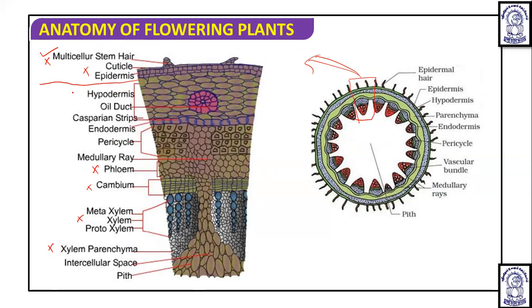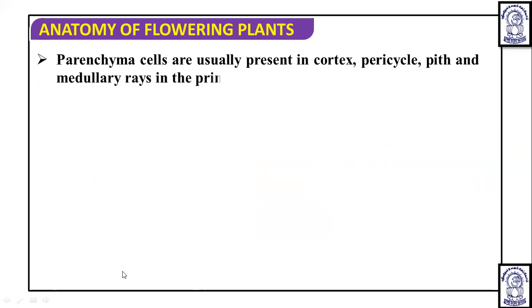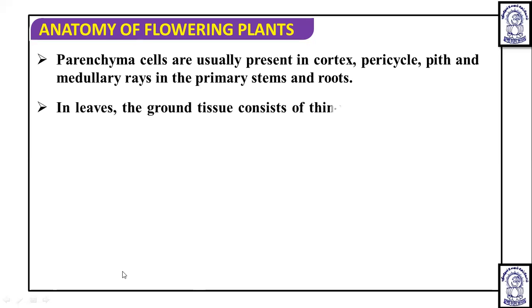So the ground tissue system mainly comprises the hypodermis. Then you will see the cortex region, the endodermis, the pericycle, the medullary rays, and the pith. All of these form the ground tissue system. Parenchyma cells are usually present in the cortex, pericycle, pith, and medullary rays in the primary stem and root. The parenchyma present in all these tissue layers combines to form the ground tissue system in stem and root.